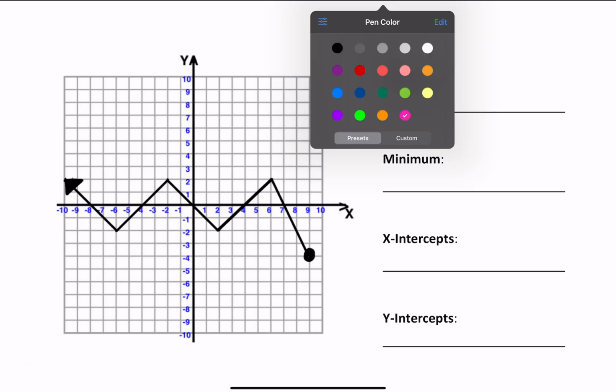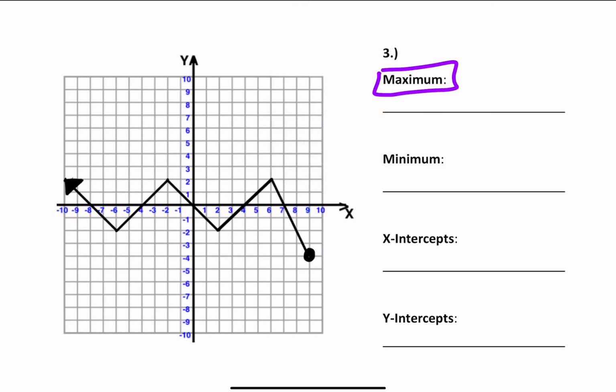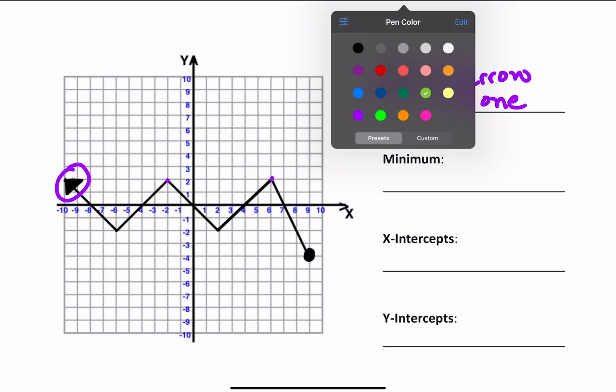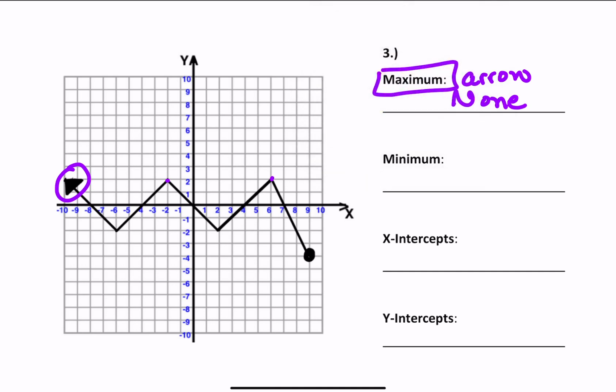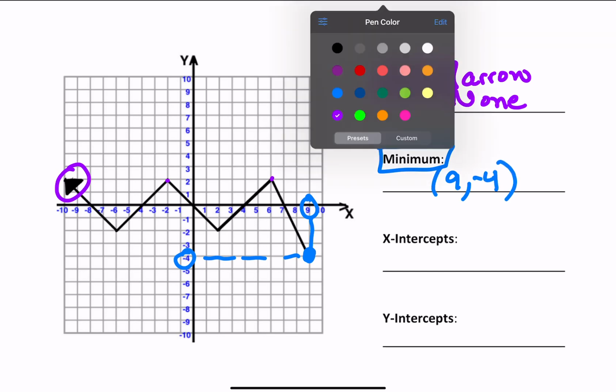The next one here, the maximum, we see this, but then we see an arrow. So that arrow means there's no maximum, there's none. The minimum, the bottom, here it is. The x-axis value is 9, the y-axis value is -4. It's a location, so we use round brackets.